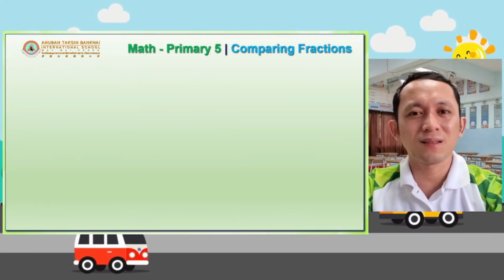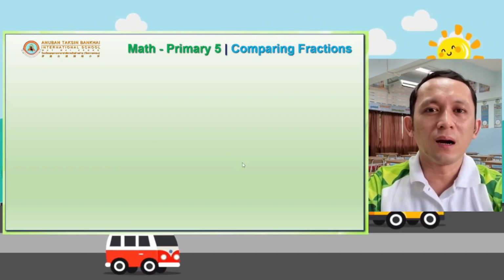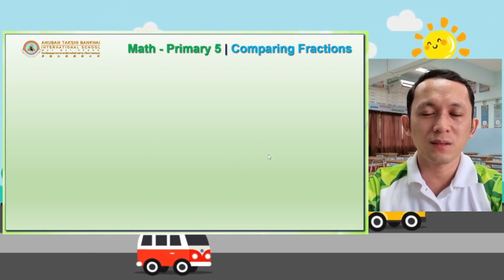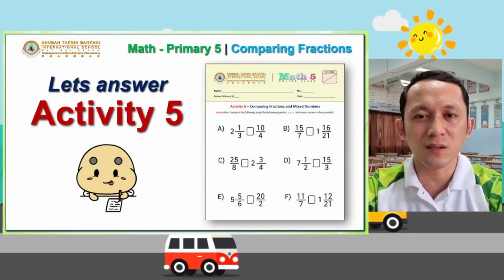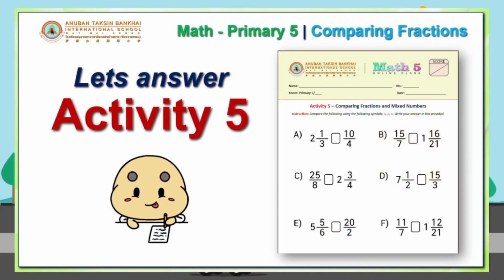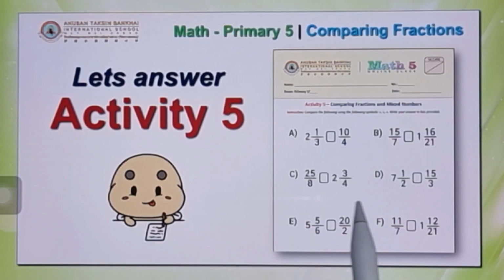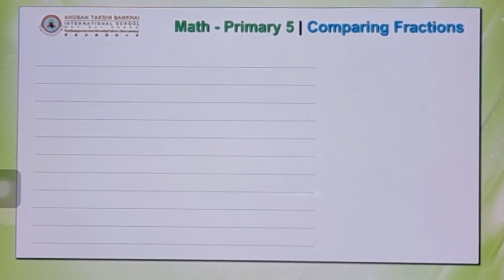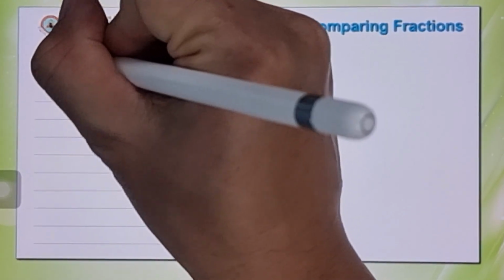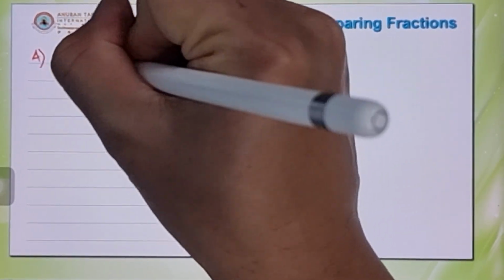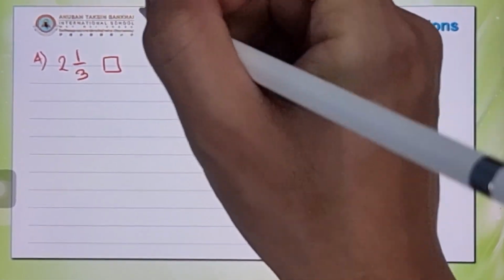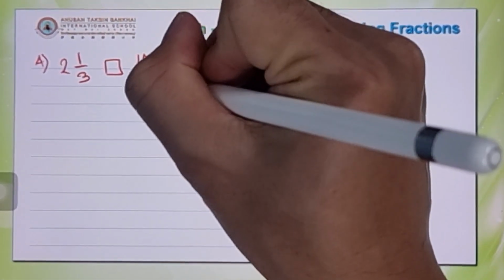So we are done discussing some examples on how to compare improper fractions and mixed numbers. So now let's answer your worksheet number 5. Please get your worksheet number 5 and let's answer letter A so that you will have a basis on how to answer the worksheet. So now let's answer letter A, which is we're going to write 2 and 1 over 3 blank 10 over 4.